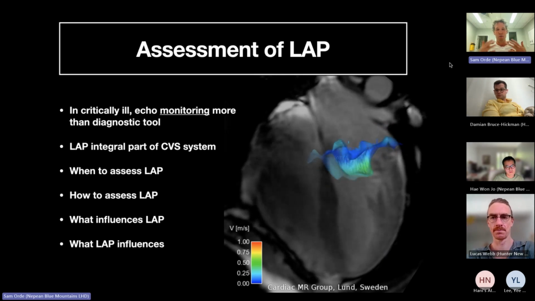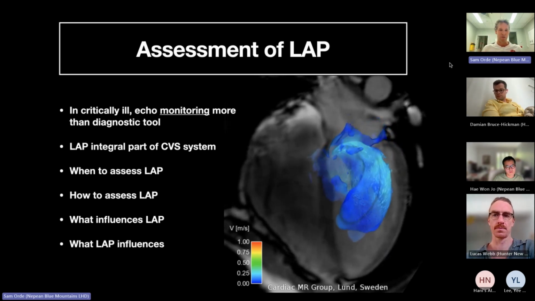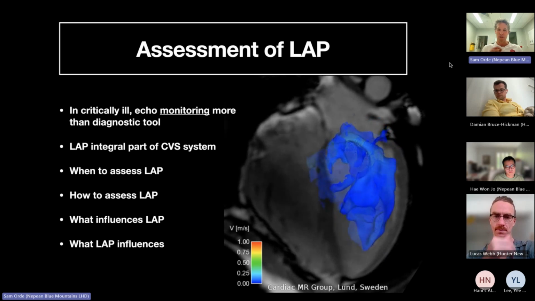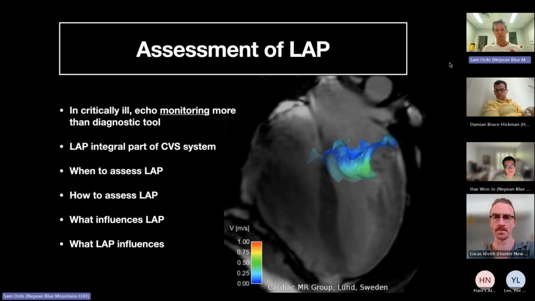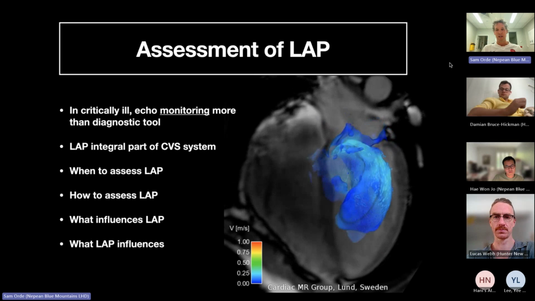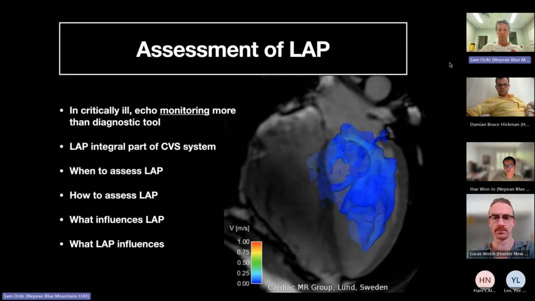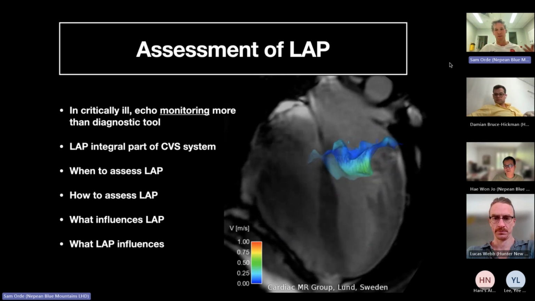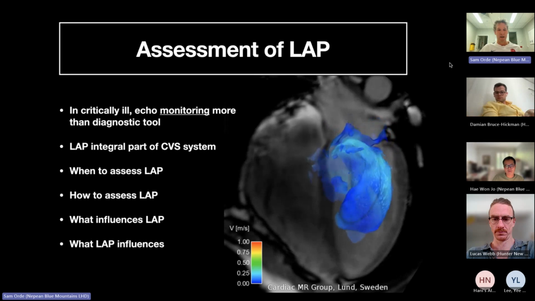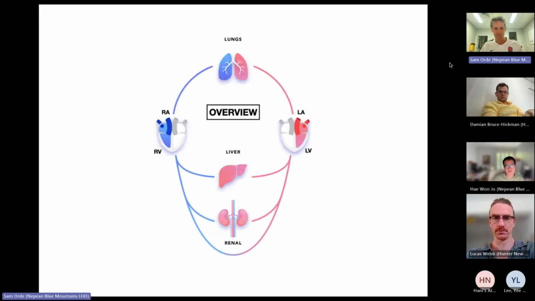I'm going to go through when I think we should be assessing it. I'll go through how to assess it, but then, most importantly, what's going to influence it and what we're going to influence with left atrial pressure, because it's useful in a great number of patients, and I'd potentially go so far as to say it's one of the most common things that I assess in my practice.